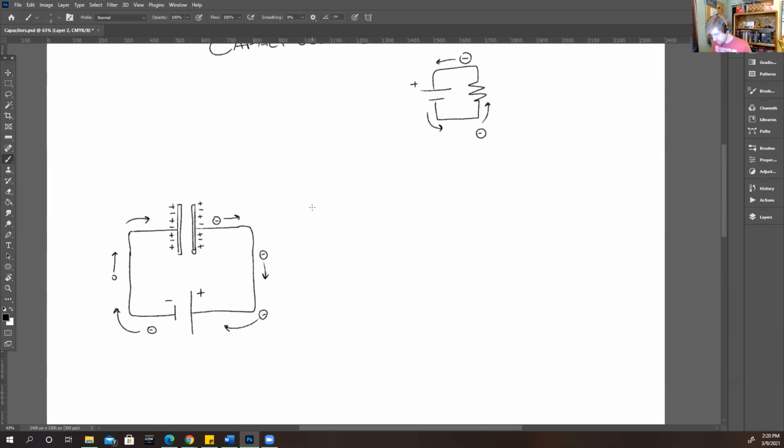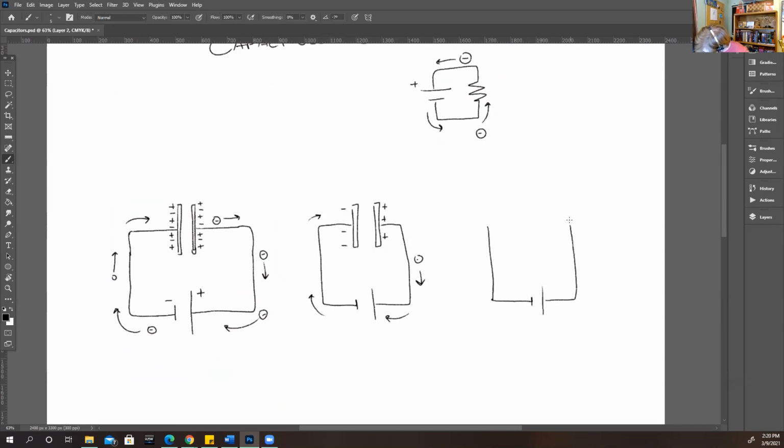Now, after some time, let me make it again. After some time, there'll be slightly more positive charges on one plate and slightly more negative charges on the other. This is because the negative charges are slowly moving in this way.